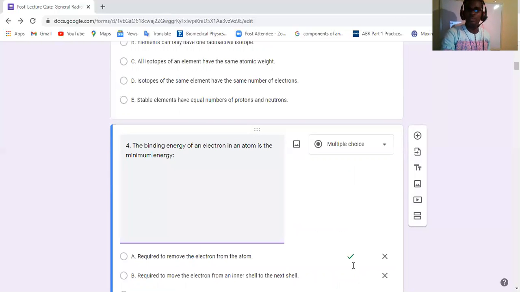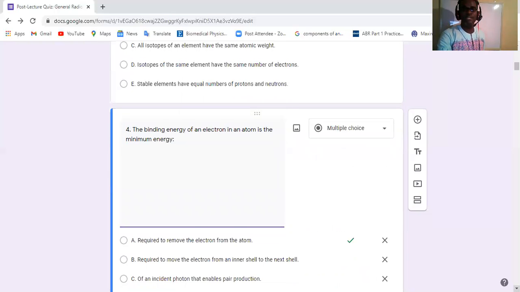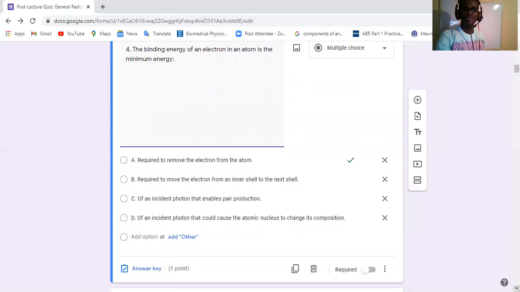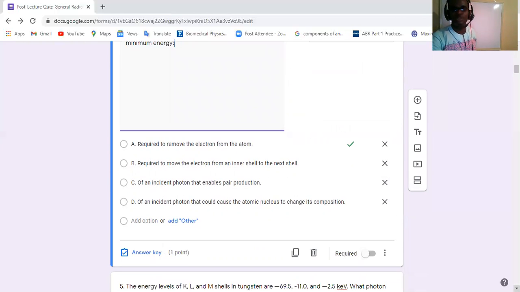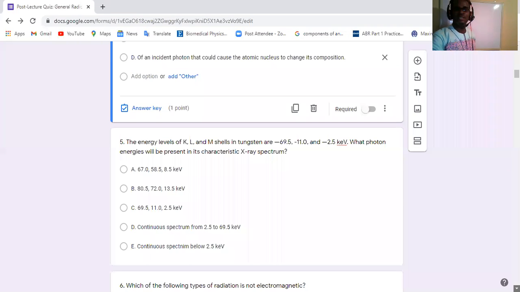Number 4. The binding energy of an atom is dash. What is it? Well, the answer I mistakenly pressed is the energy required to remove an electron. It's shown already.